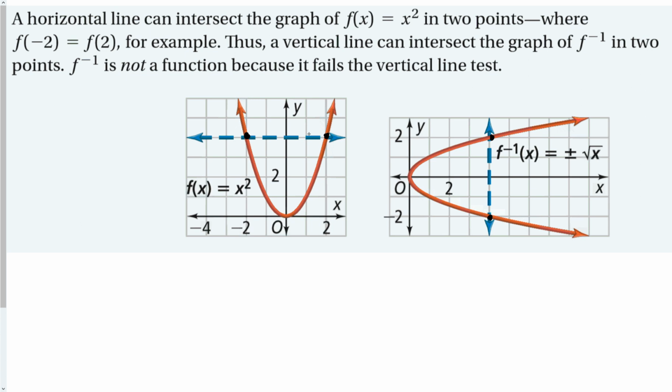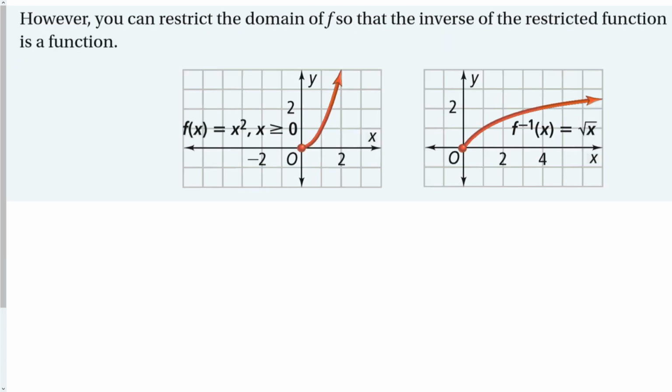So basically, if we look at the original function and we fail the horizontal line test, the inverse will fail the vertical line test. And that's a way that we tell if something is going to have an inverse that is a function. Okay, and that's pretty much what this says up here. A vertical line can intercept the graph of f inverse in 2 points, and that means f inverse is not a function because it fails the vertical line test. But if we restrict the domain of f so that the inverse of the restricted function is a function, then we can have these two things work nicely together.